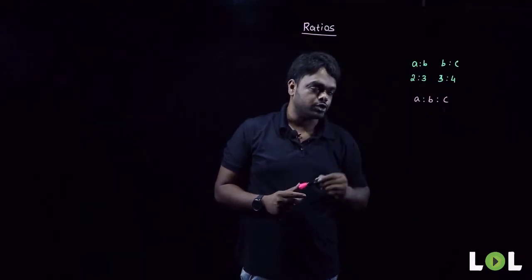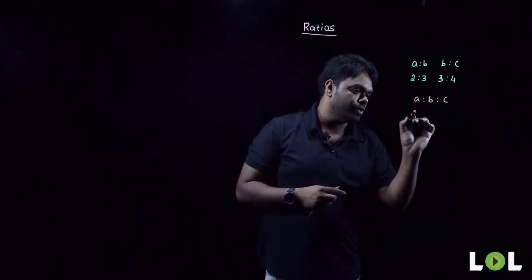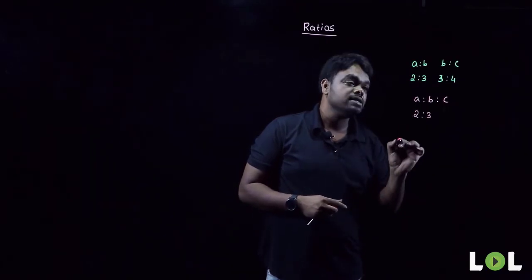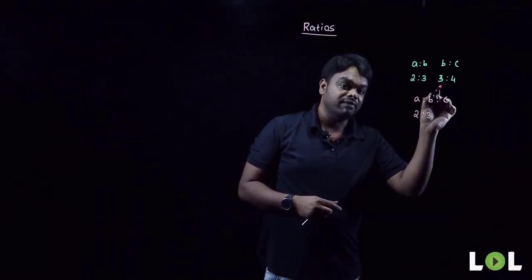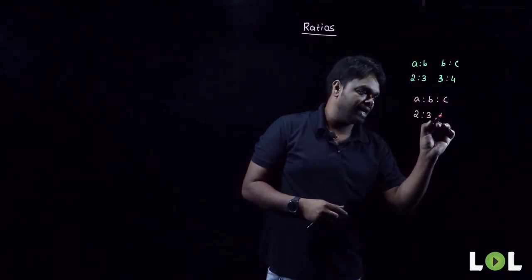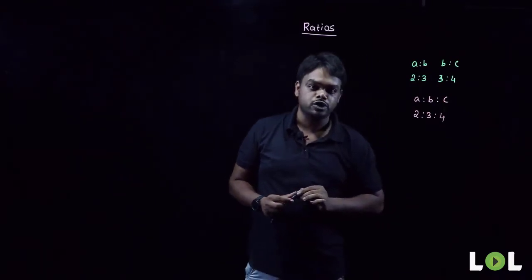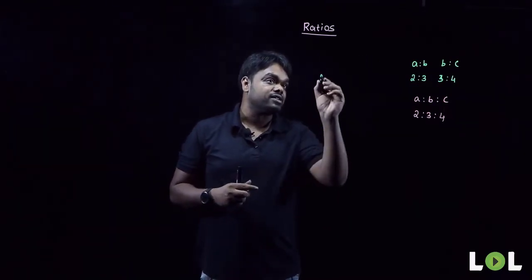Suppose I have a very simple example like A is to B is 2 is to 3, B is to C is 3 is to 4. Now if I ask you to calculate what is A is to B is to C, well, this is very direct. We know that A is to B is 2 is to 3. It means when A value is 2, B value is 3. Now with this ratio we can tell when B value is 3, C value is 4. So here B value is 3 means the C value will be 4 only. Directly 2 is to 3 is to 4. Very simple, right?